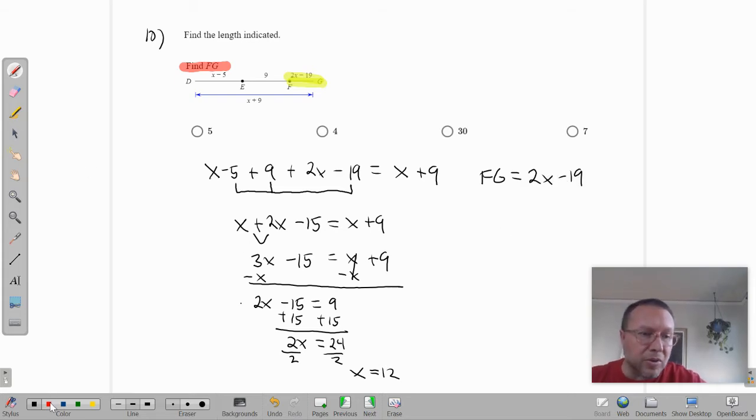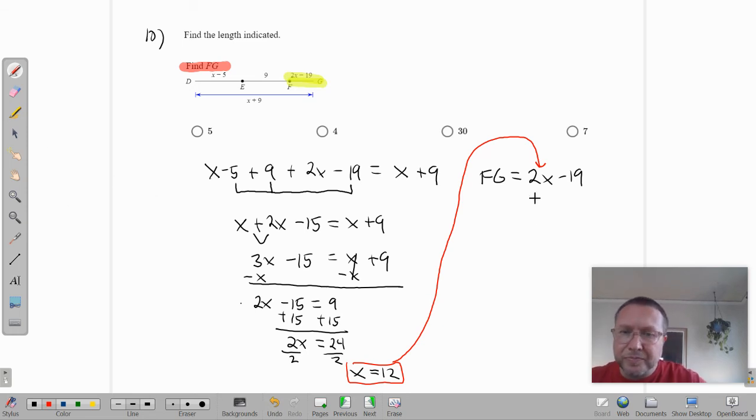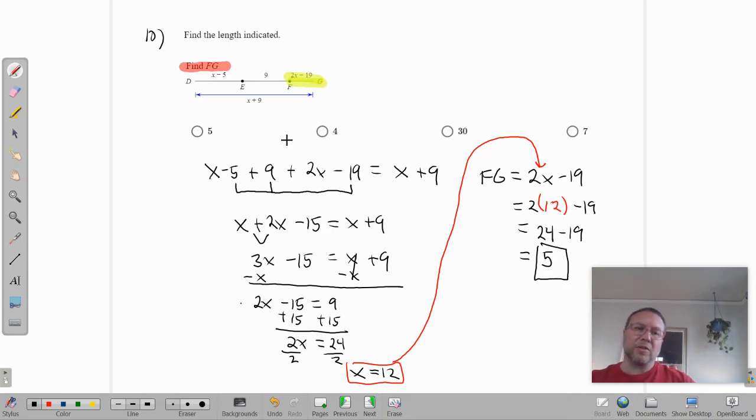And then what I'm going to do is take what x is equal to, which is 12, and plug it in right there. I always like to use parentheses when I do my substitution. So we'll plug in a 12, and this would be 24 minus 19, which would be 5. So my final answer is FG is equal to 5.